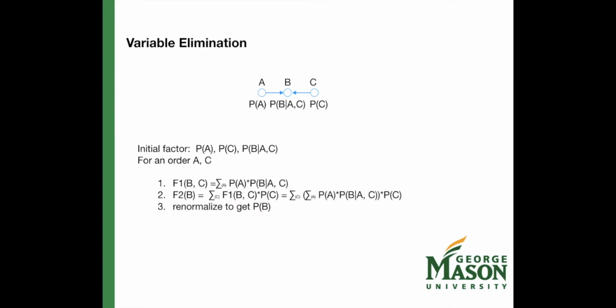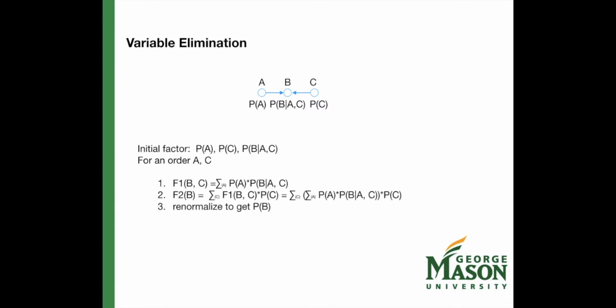Another concept we need to review is variable elimination. We'll use an example to explain this. As shown in this DAG, we know that the initial factors are the marginal of A, the marginal of C, and the conditional of B given A, C. We have a choice of ordering. We'll use the order A, C, so we will first eliminate variable A and then eliminate C.